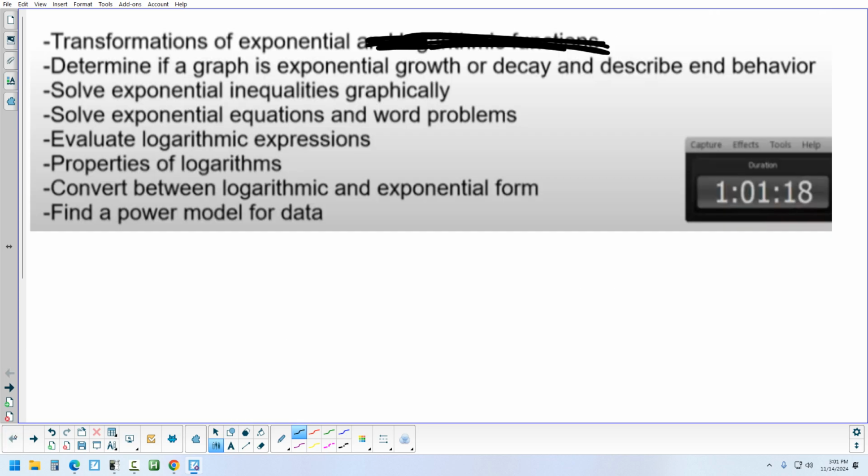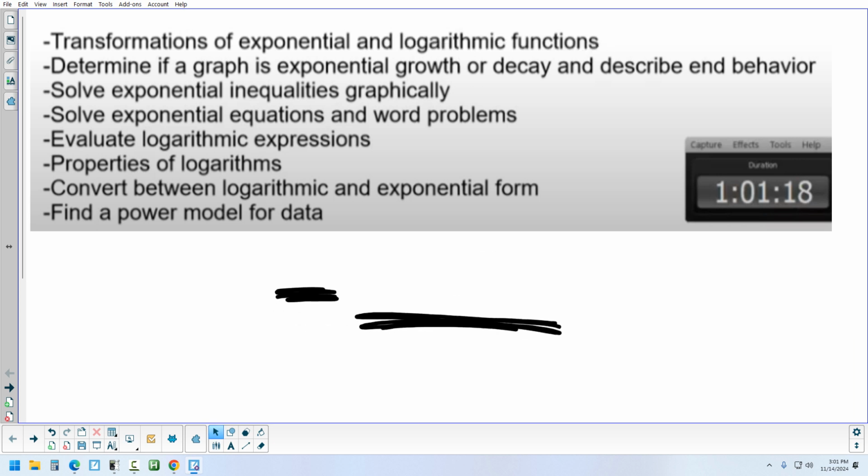Okay, the other thing I just want to make sure I put in the video, I had put down the topics that we were going to do logarithmic transformations. That's not till section 5.5. So those are not on the test.